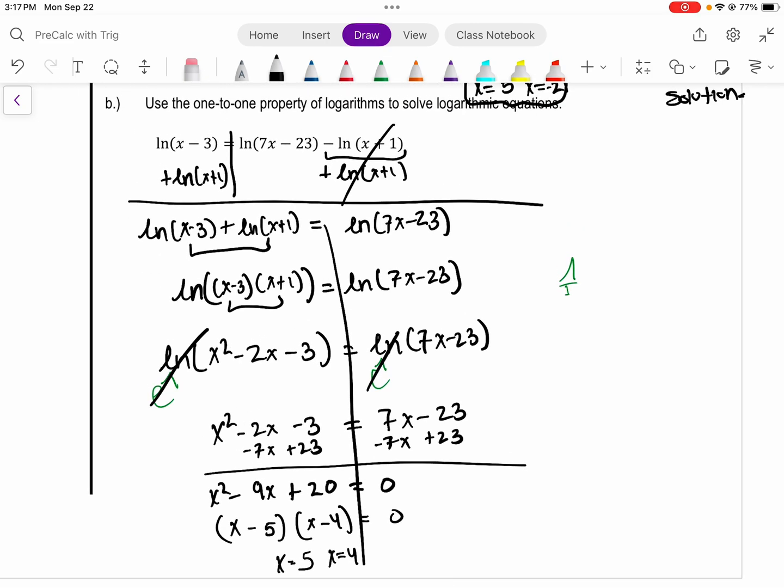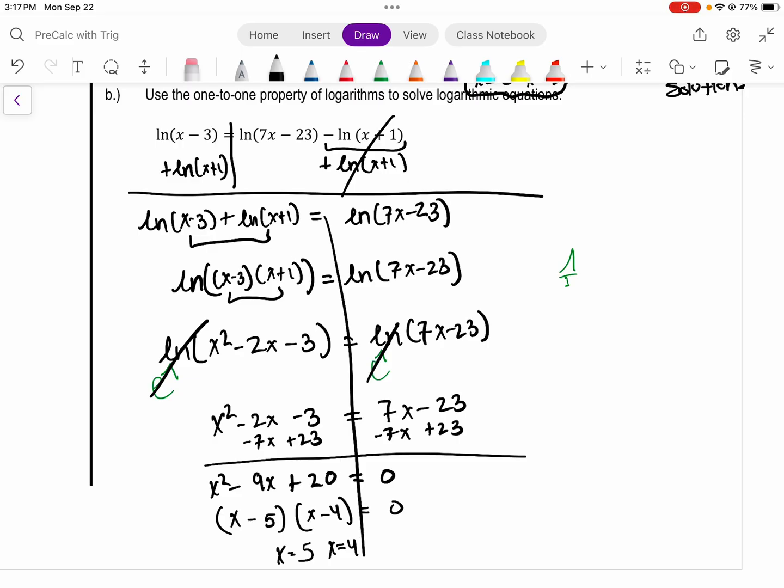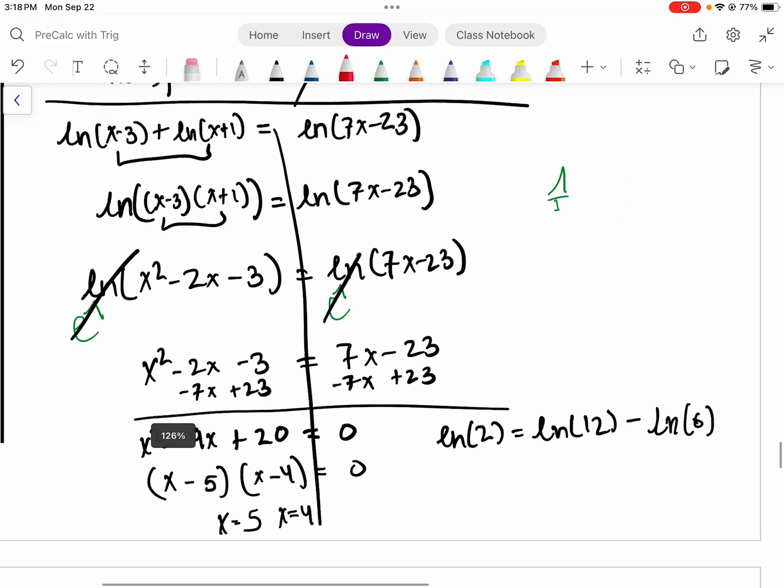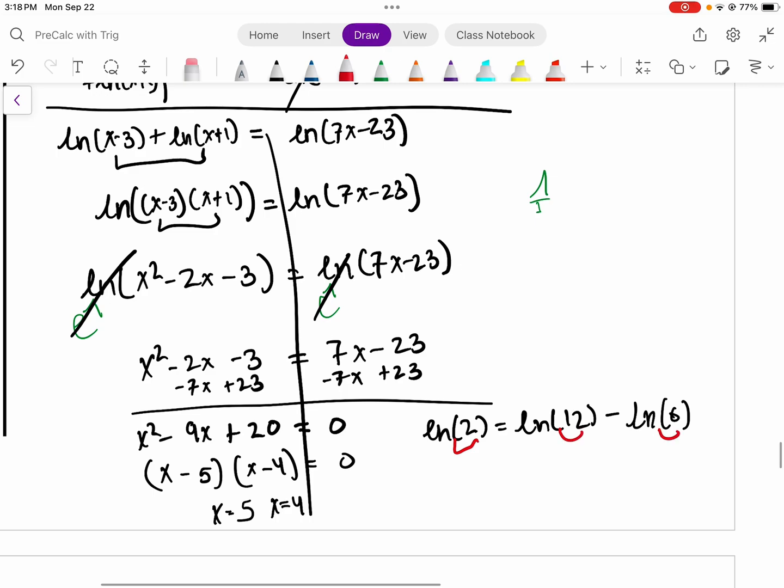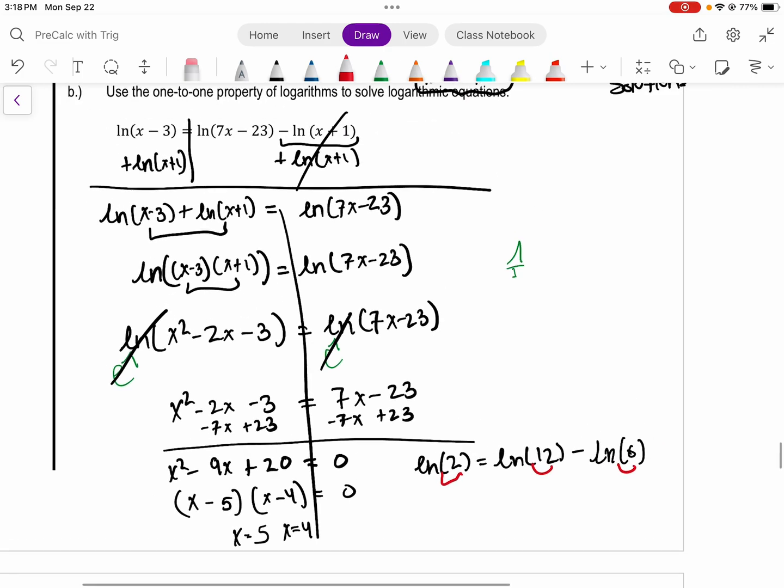So let's see, if I plug in 5, I'm gonna have the natural log of 5 minus 3, which is 2, equals the natural log of 7 times 5, which is 35, minus 23. So that's gonna be 12, and then minus 5 plus 1, which is 6. So notice that in this case, nothing inside the log is negative, so 5 works. And you don't have to do all of that work. I mean, you can kind of see if it's gonna work or not.